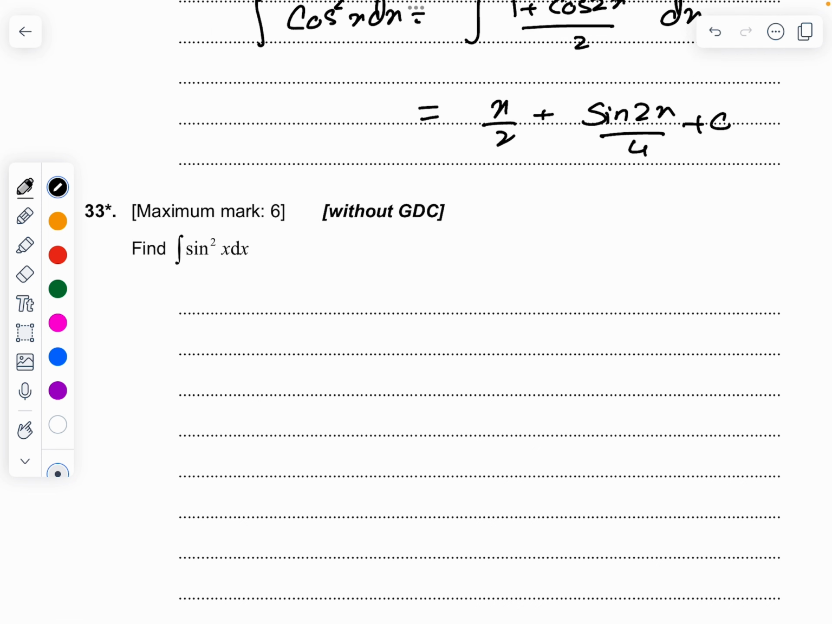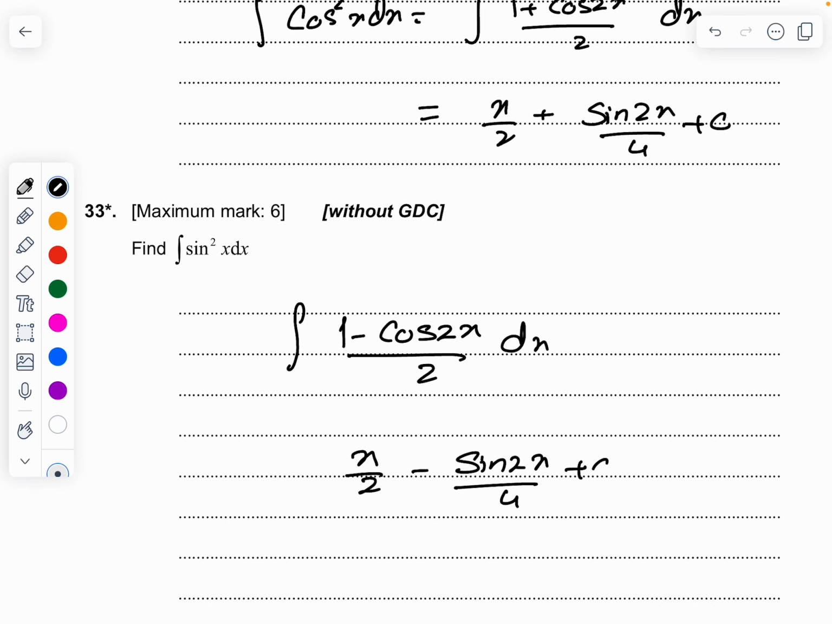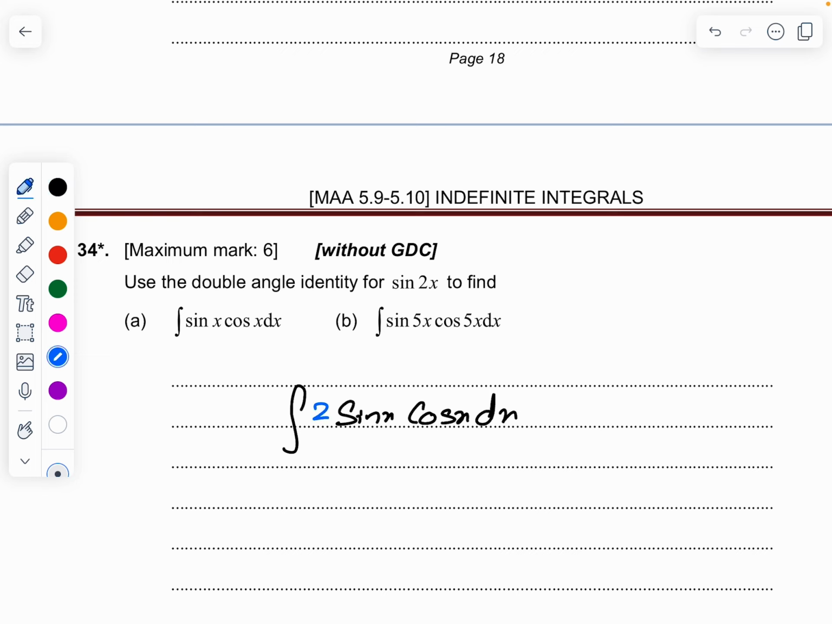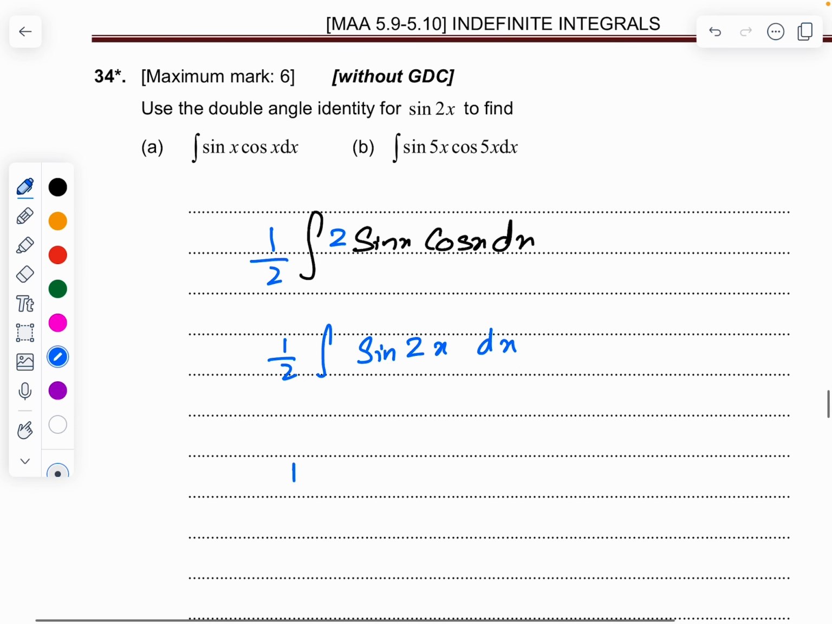Integral of sine square x. In the same way, sine square x can be written as 1 minus cos 2x divided by 2. So it becomes x upon 2 minus sine 2x divided by 4 plus c. Sin x cos x. So what I will do, integral of sin x cos x dx, multiply and divide by 2. So it will become 1 upon 2. Sin 2 sin x cos x will become sin 2x. So sin 2x integral is negative cos 2x upon 2 plus c.